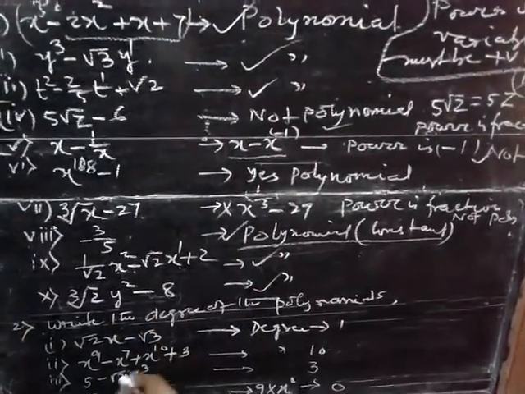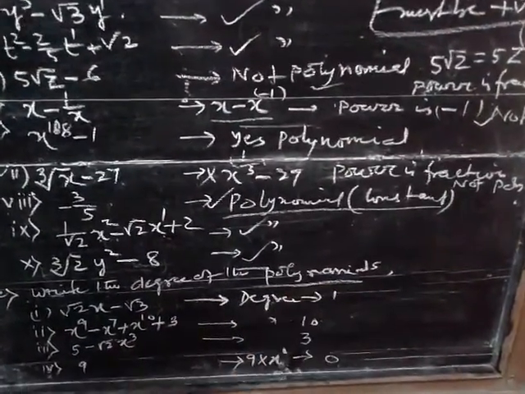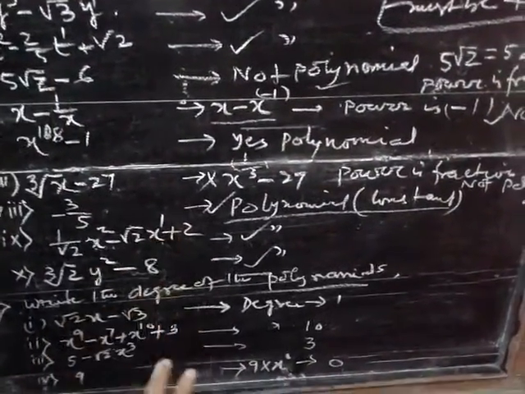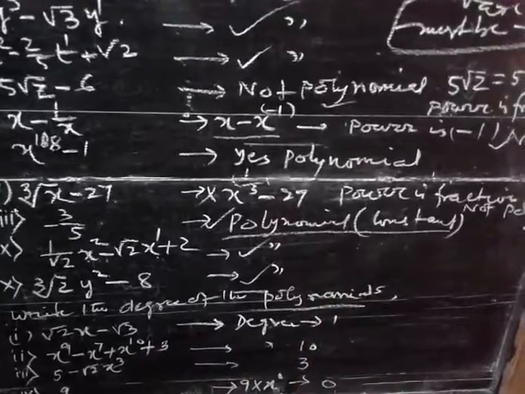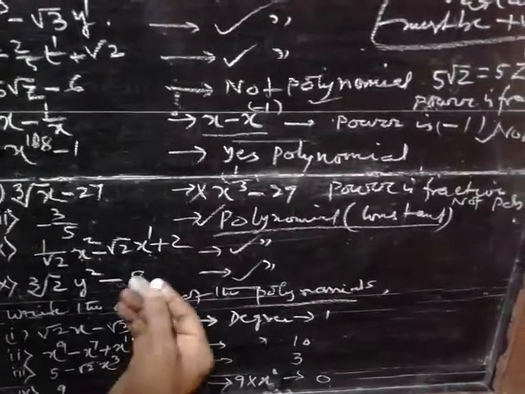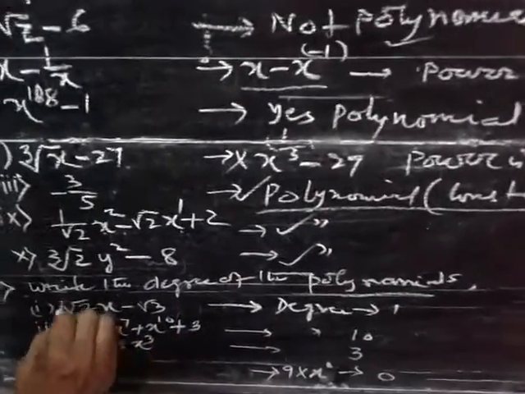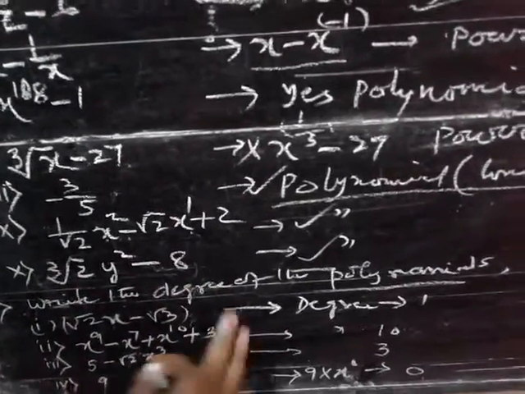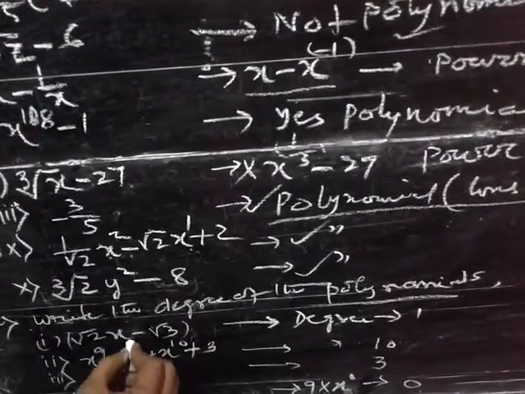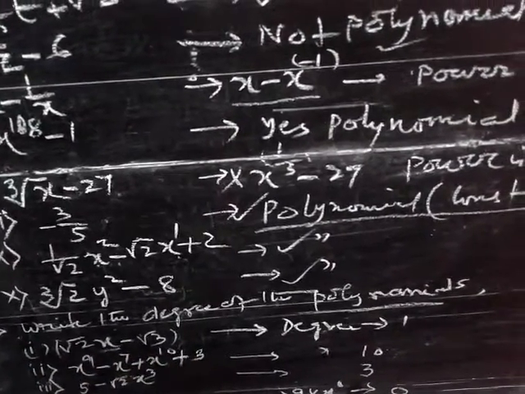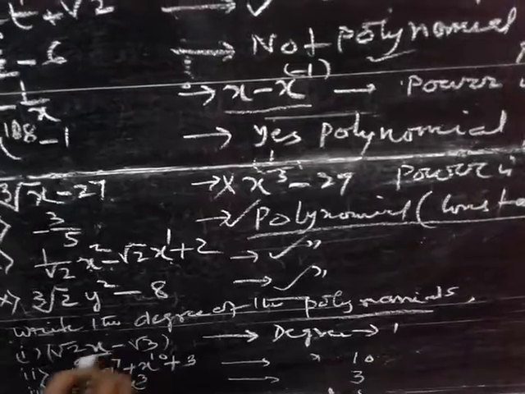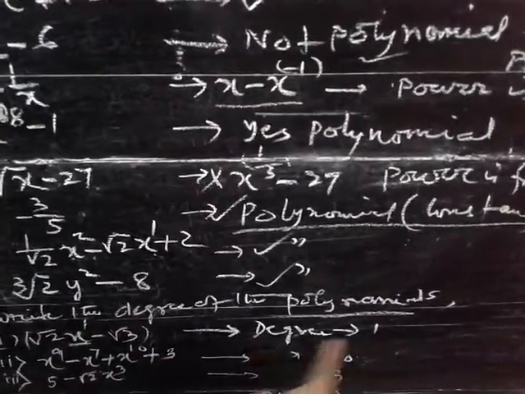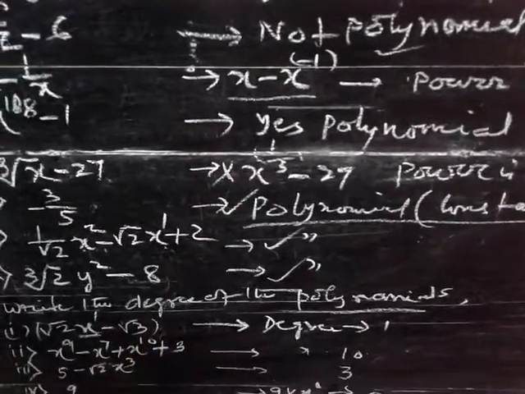Next one, write the degree of the polynomials. Suppose now you could find out which are the polynomials. Then comes what the characteristics of the polynomials are. Then what is the degree? You know that the degree is, in any expression, the maximum power of the variable. Here this is root 2 x minus root 3. Here the term with the variable has power 1, so its degree is 1. This expression is a polynomial.